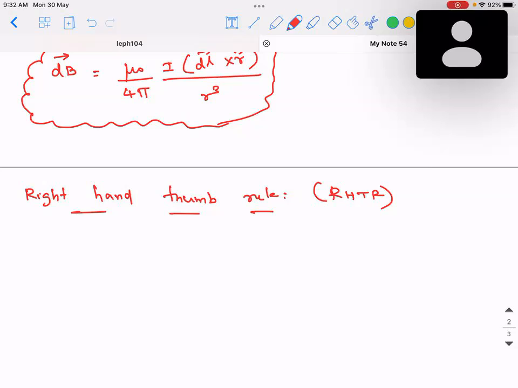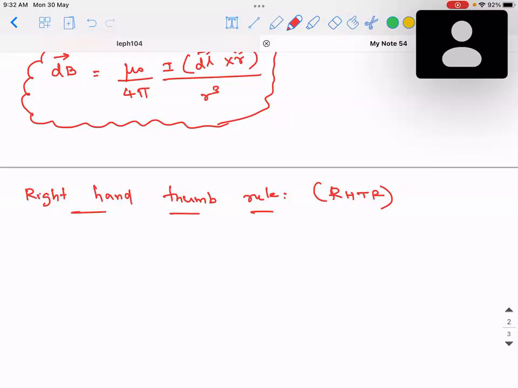Because there are two rules, you will get confused between them. One is the right hand thumb rule, and the second is called Fleming's right hand rule. Do you know the difference between both? For the right hand thumb rule, you need to use only your thumb and the remaining fingers, whereas for Fleming's right hand rule, you need to use the first three fingers. Any idea where it is used? To find the direction of induced current, we use Fleming's right hand rule, which we'll see in the 6th chapter.